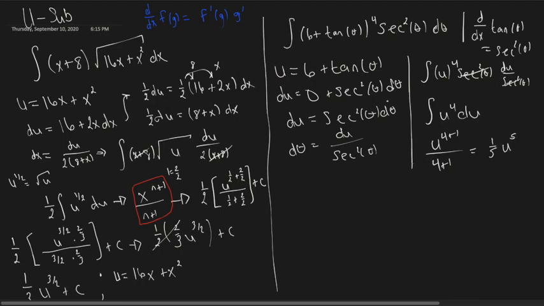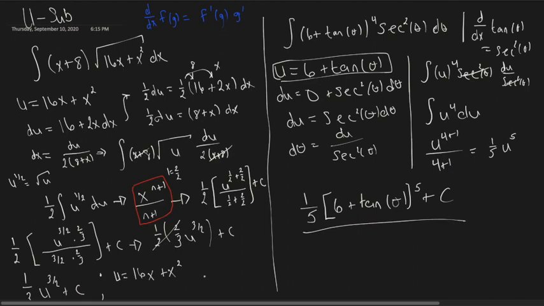So now we can substitute back in all of this. Well, just this, because that is all that we're left with. So we get 1/5 times 6 plus tan of theta to the 5th power, and don't forget your constant. And that is the integral.